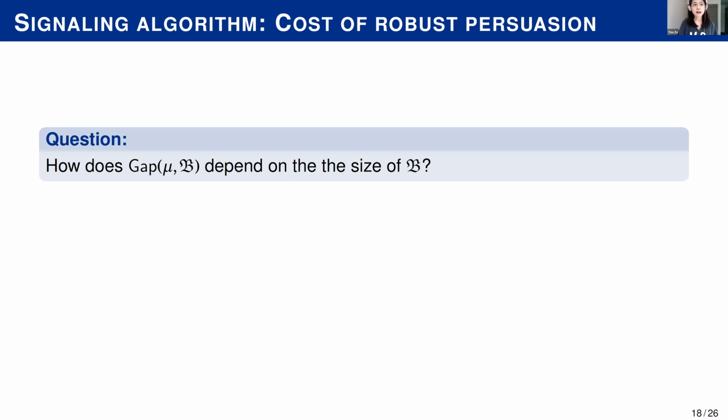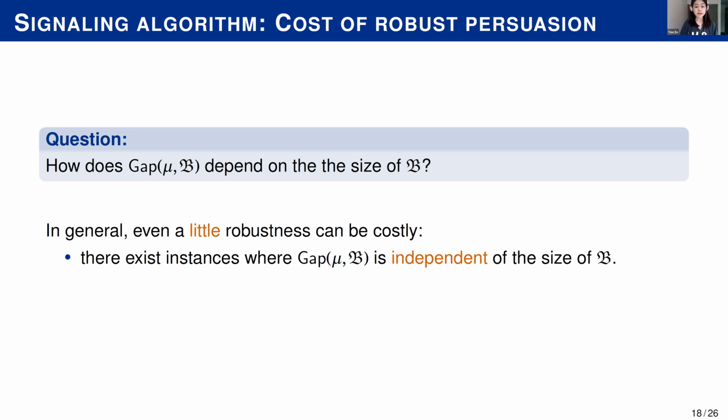So this gap has a very nice property. It balances the trade-off between the persuasiveness and the regret. So the larger the size of the neighborhood, the more likely the algorithm is to be persuasive, but the regret would be larger in that case. So the question we may ask is how does this gap depend on the size of the neighborhood? Well, first note that in general, even a little robustness can be costly. We show this by a construction of an instance where no matter how small the neighborhood is, the gap is a positive constant.